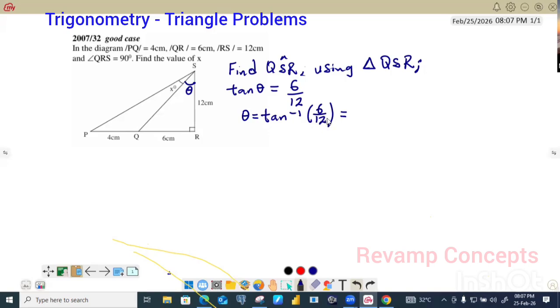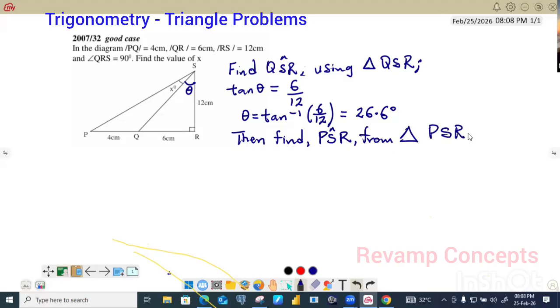When we press our calculator, tan inverse of 6 over 12 will give us 26.6. That's 26.6 degrees. And then let's find the whole angle here, which is angle PSR, from triangle PSR, that is from the bigger triangle.